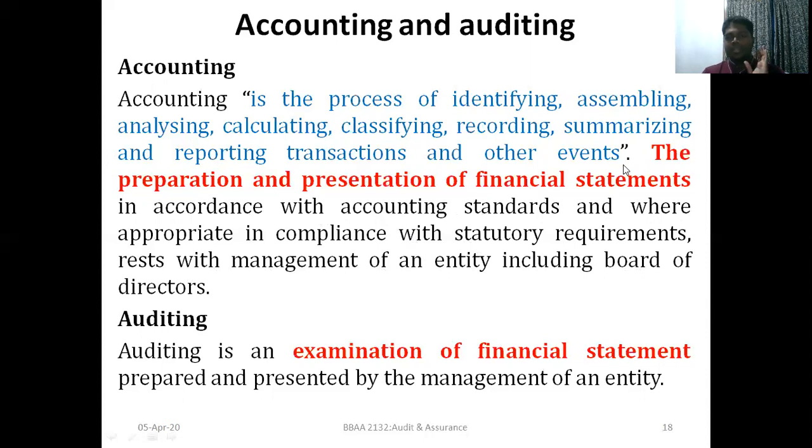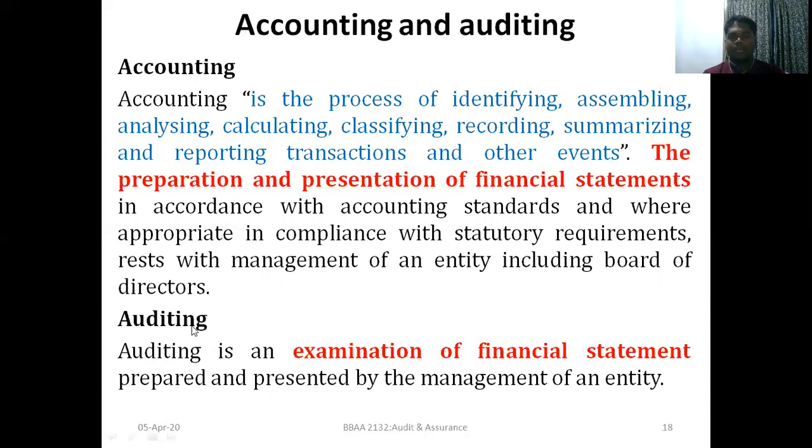The thing you should know is that the preparation and presentation of financial statements is done by the management of an entity, the management of the firm. Management includes the board of directors. I hope you understand. From the exam point of view, examiners may ask who prepares the financial statement, and you can say the management of the company. Management includes the board of directors.